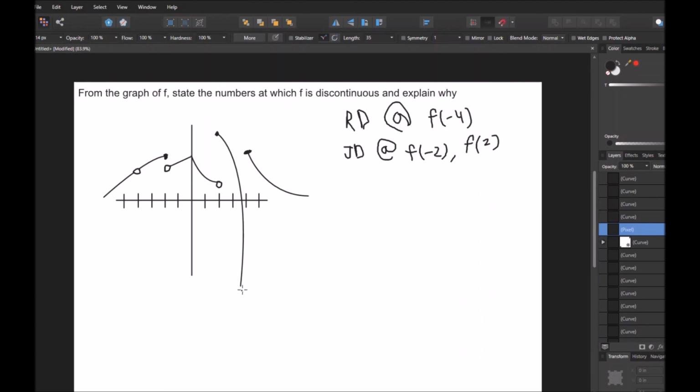I don't know if it goes to negative infinity or not. The graph doesn't show. So I can't confidently say that it's a vertical asymptote because it doesn't show that it goes down to negative infinity. And then the limit as x approaches 4 from the right is this value up here. So I'm going to say another jump discontinuity at x equals 4, or f of 4. And that's how you would do that one.